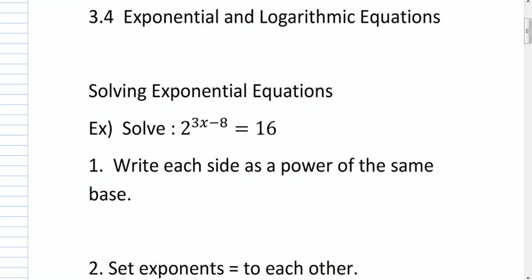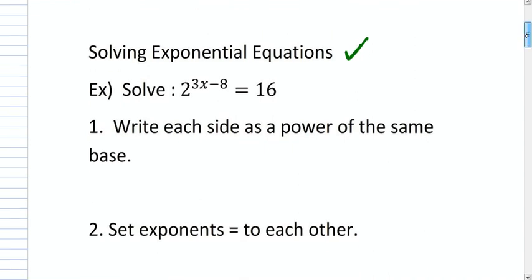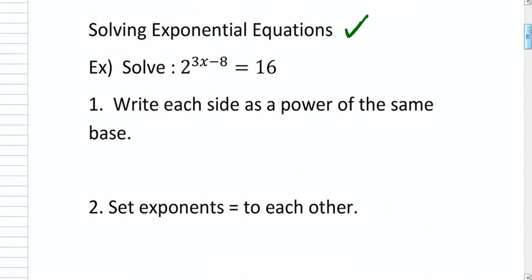All right, today's lesson is solving exponential equations. The first type of exponential equations we're going to solve are ones where you can change it so that both sides have the same base. Right now, it's 2 to the 3x minus 8 equals 16, but we can change 16 to a power of 2 because 16 is 2 to the 4th.